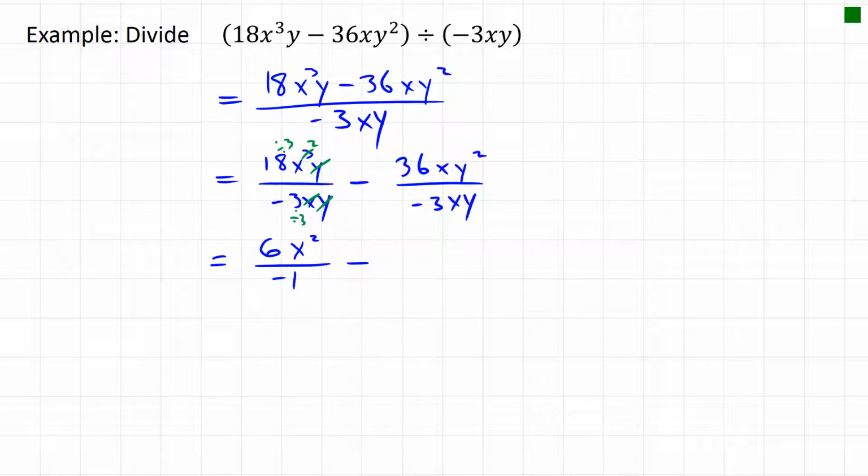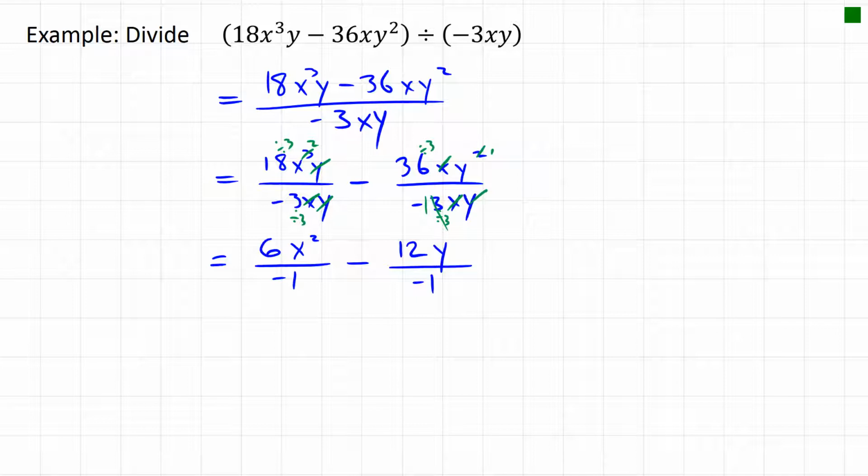And then I have minus 36, which can be divided by 3, so we divide by 3, divide by 3. The x's cancel. One of the y's cancels there. And we're left with, well, 36 divided by 3 is 12y over negative 1. Because I've divided by 3, it cancels the 3's, but this negative is left here to give us negative 1.